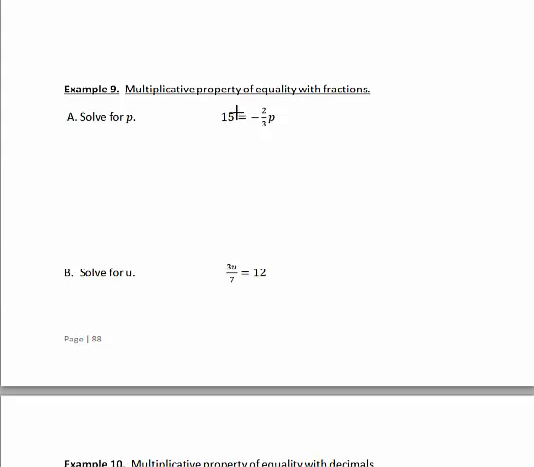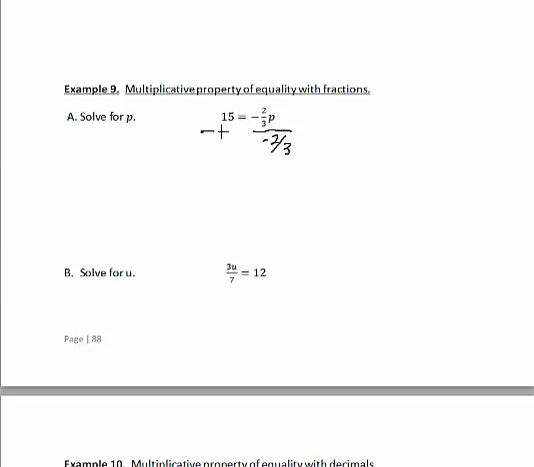Example 9, here we have our P is multiplied by negative 2/3. Again, a couple different ways we could look at this. We could say negative 2/3 is multiplying P, and the opposite of multiplying is dividing.